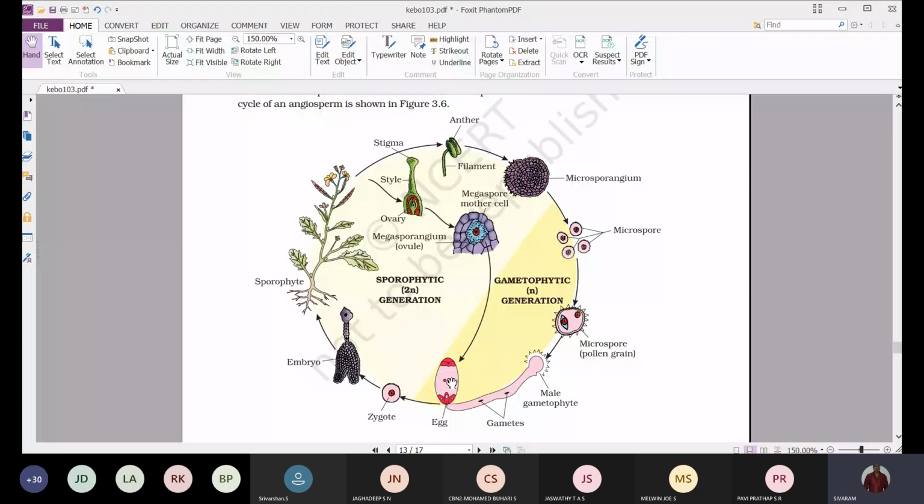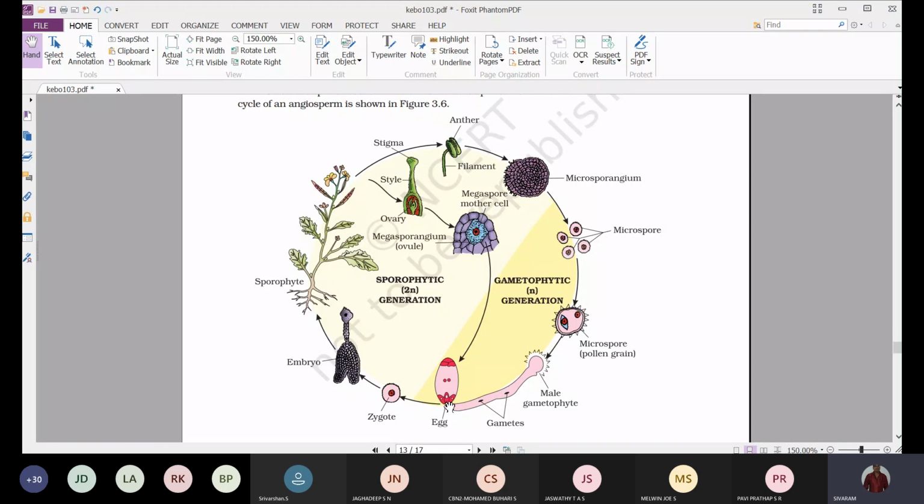And now, whenever the pollen grain is deposited on the stigma, the pollen grain germinates and forms the pollen tube. This pollen tube passes through the tissues of the stigma, style, and ovary, and finally reaches the ovule and enters into the ovule, and inside the ovule it enters into the embryo sac.